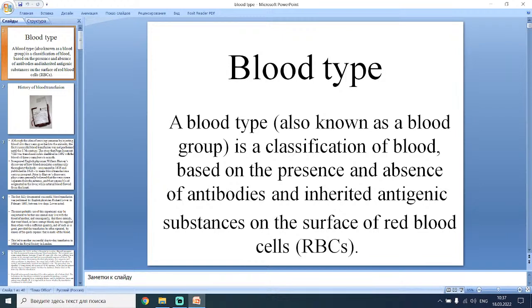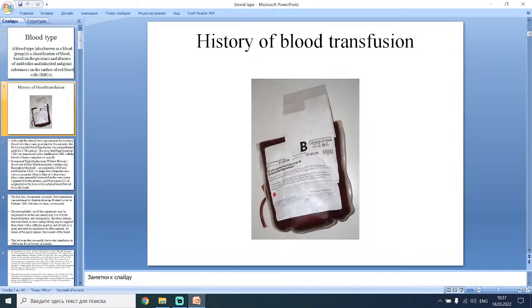A blood type, also known as a blood group, is a classification of blood based on the presence and absence of antibodies and inherited antigenic substances on the surface of red blood cells. On the slide you can see a modern packet with blood.